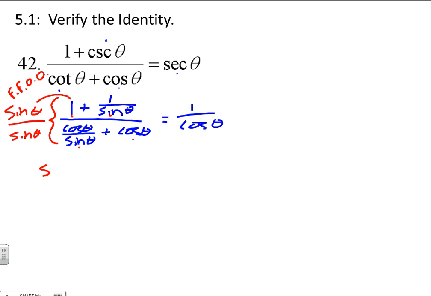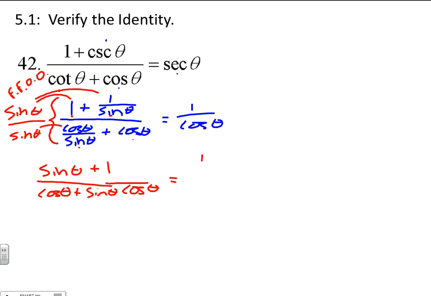Distribute. Sine of theta plus 1 over, sines cancel, cosine of theta plus sine of theta cosine of theta is supposed to equal 1 on cosine of theta. All right, think back one slide. I would love to have a factor of cosine of theta. Now, you may have been looking at the left side and said, hey, look, I can factor a cosine out. Well, yeah, there's a lot of things we can do on the left. I could multiply top and bottom by tangent, but there isn't much sense in it.